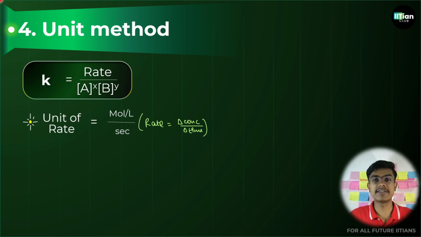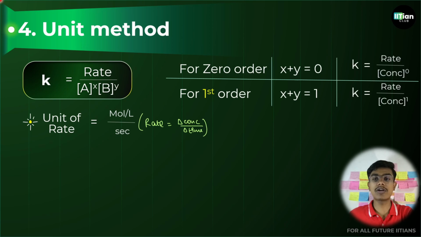The next method is the unit method. In this method, we'll be looking into the unit of the rate constant. We know rate is equal to K into concentration of reactants raised to some exponents. So from this, we'll be writing K as rate divided by concentration raised to the power exponents, and X plus Y will be the order. So for a zero order reaction, X plus Y will be 0. So K will be equal to rate divided by concentration to the power 0. Concentration to the power 0 will be 1. So K is equal to rate. And for a first order reaction, X plus Y will be 1 and K will be equal to rate divided by the concentration.